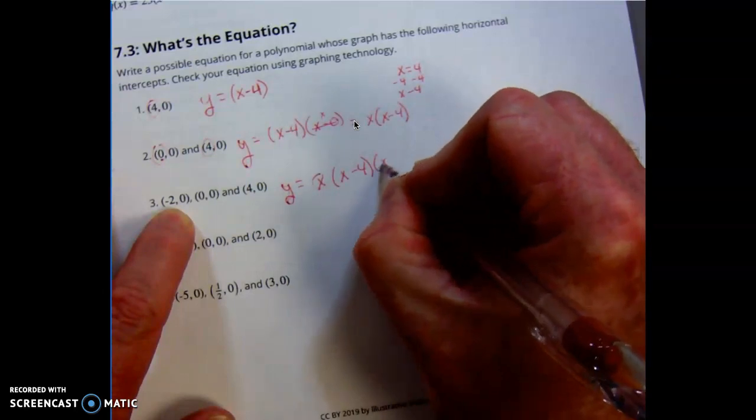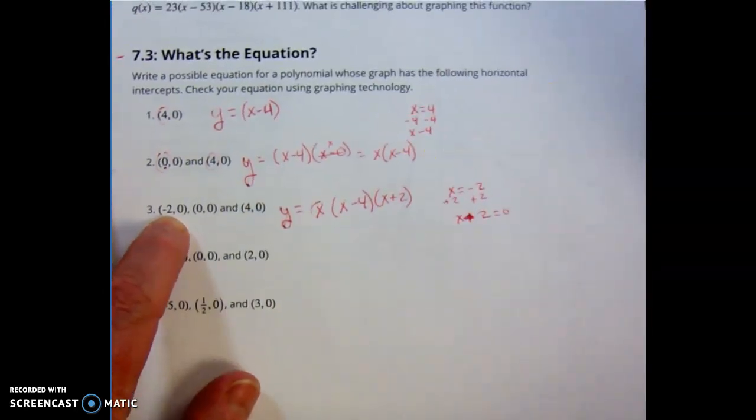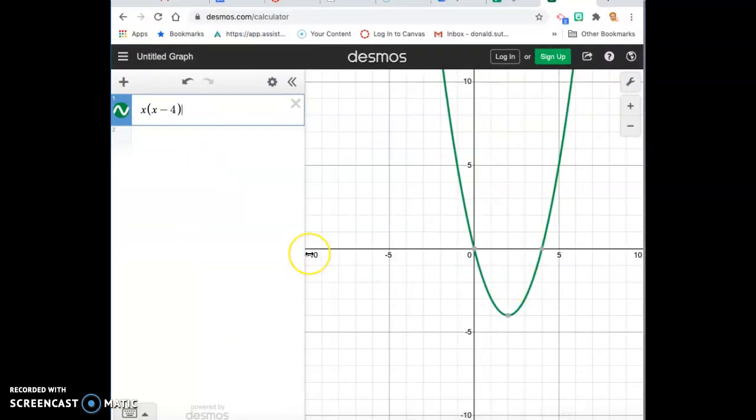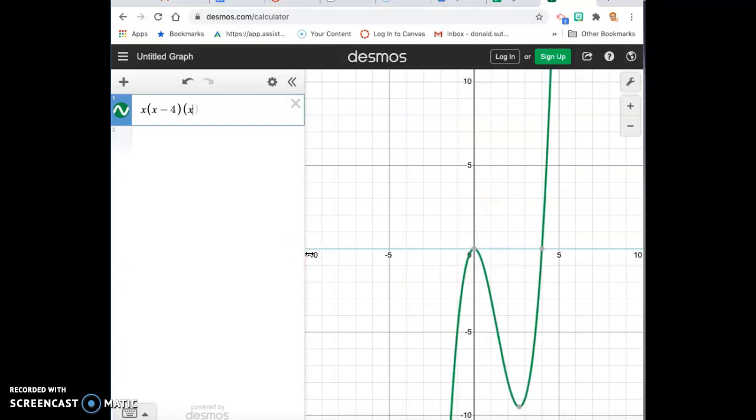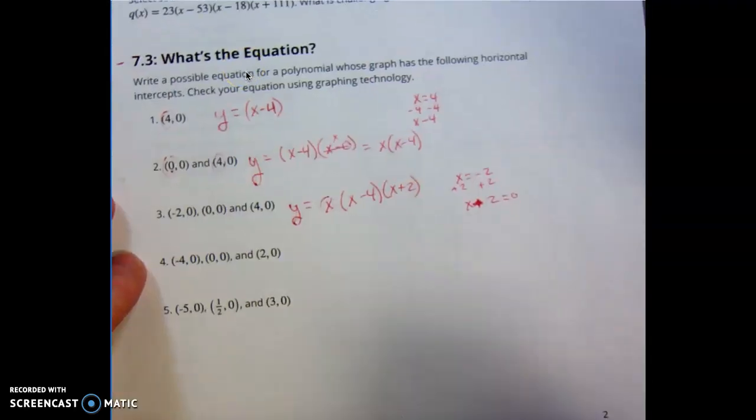So x plus 2. So let's go back to our graph and we'll add that on there and see if that works. So x plus 2. And then now I've got negative 2, 0, 0, 0, and 4, 0. Okay? All right, so going back to my paper, probably making you dizzy here.